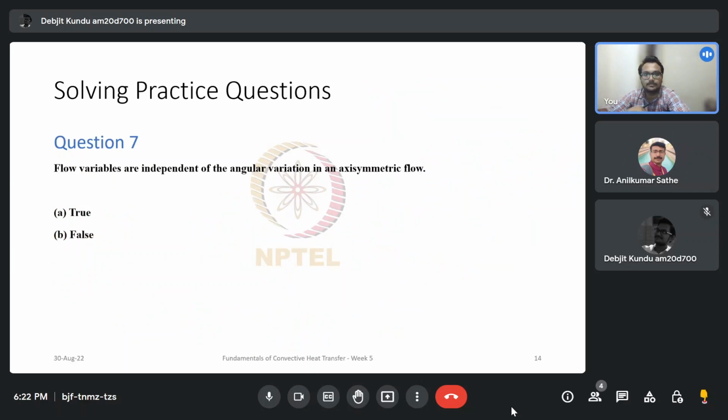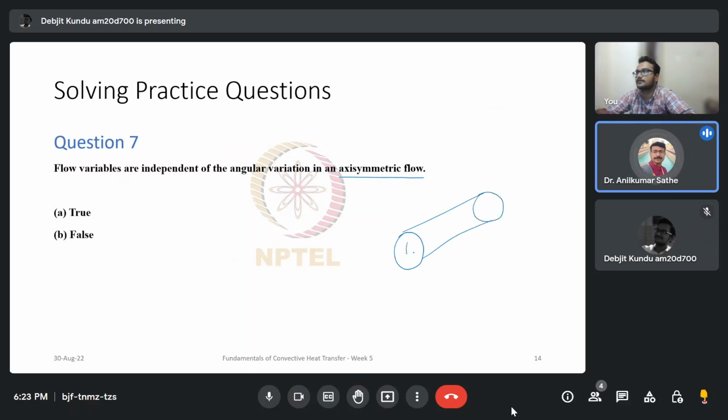Flow variables are independent of the angular variation in an axisymmetric flow. Is this statement true or false? Axisymmetric flow is the keyword in this question. So, angular independent. Flow variables means what exactly? Flow variables means velocities u, v, w in the directions x, r, and phi.